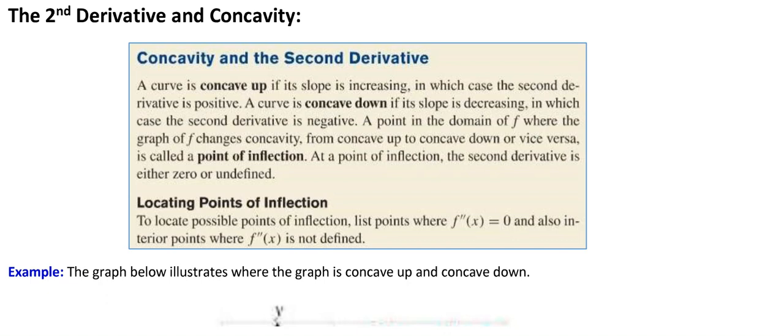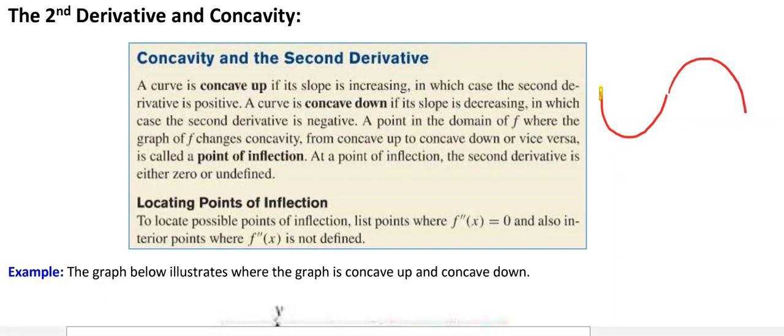In this video, I'm going to be talking about the second derivative, concavity, and points of inflection. So a graph that looks something like this is said to be concave up. A graph that looks something like this is said to be concave down. So concave up, this part of the graph in here, is where the slope is increasing. Concave up is the slope is increasing.